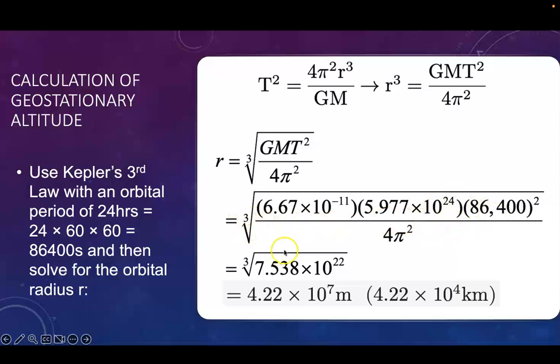We crunch the numbers, remembering that it's a cube root rather than a square root. I actually made that mistake myself earlier today when I double checked the working out. And then when I do that, I get, as my final answer for R, 4.22 times 10 to the power of 7 meters, or 4.22 times 10 to the power of 4 kilometers, which is 42,200 kilometers. So that's telling us that the orbital radius is about 42,000 kilometers for a geostationary satellite.